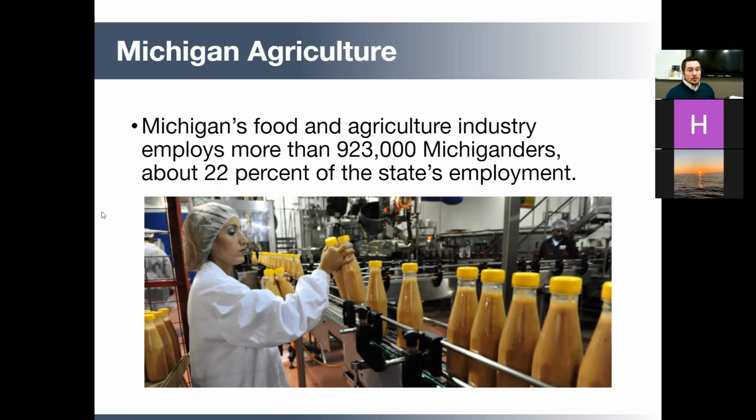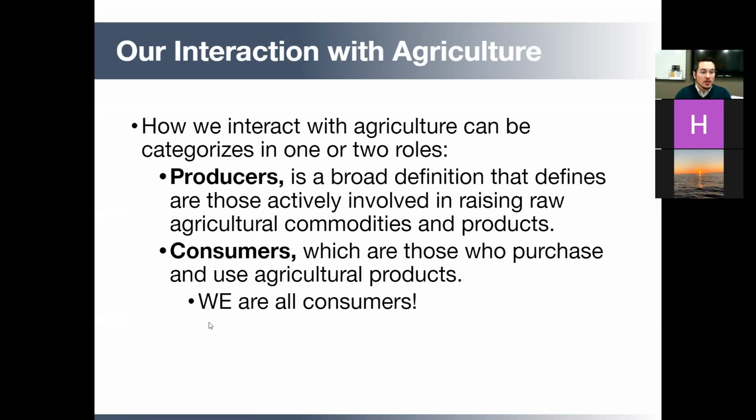Michigan's food and agricultural industry employs more than 923,000 Michiganders and is about 22% of the state's employment. So when we're talking about jobs that are available in the agricultural industry, these folks that are working in this food processing plant, they count. So that's why we're trying to cover a lot of this different stuff, so that we can give you some opportunities to look out for careers in the ag industry.